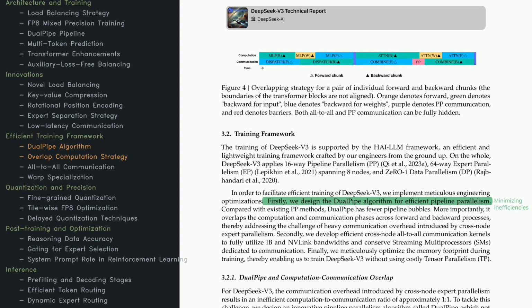The dual-pipe algorithm stands out because it overlaps compute and data transfer, removing pipeline stalls. Combined with InfiniBand and NVLink, data moves quickly between GPUs. Carefully managed memory keeps performance high. The figure here illustrates parallel forward and backward passes for greater efficiency.